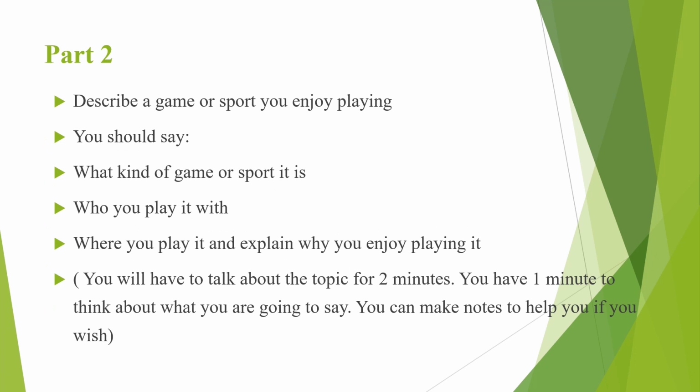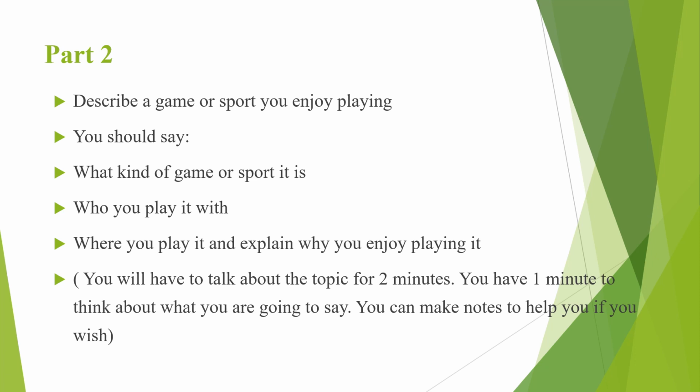So again, we have part two. For example, they will be giving you a cue card, and it's mentioned there: describe a game or sport you enjoy playing. What you are supposed to say about it, they are again mentioning in the question. It's a part of the question: what kind of game or sport it is, who you play it with, where you play it, and explain why you enjoy playing it. So again, we have four things to answer for this.